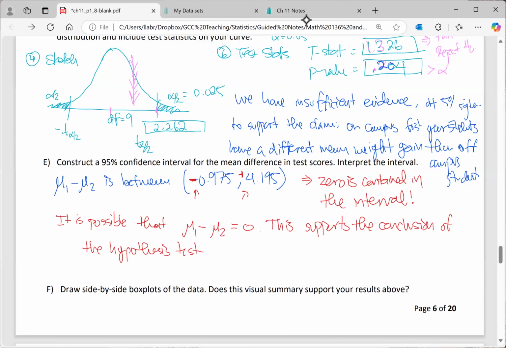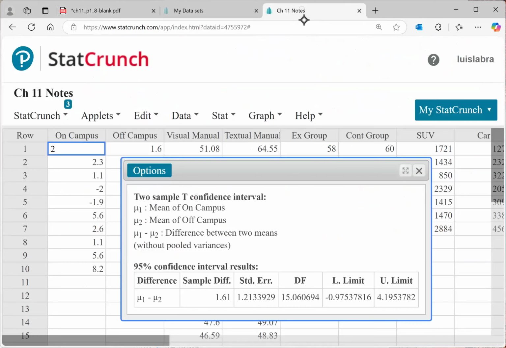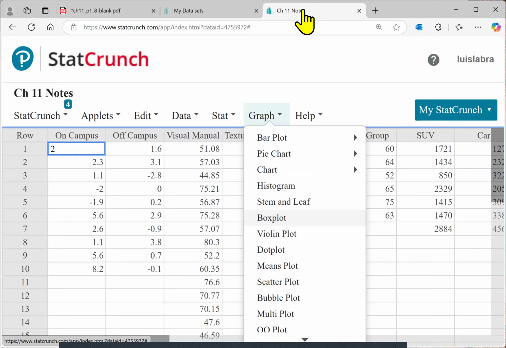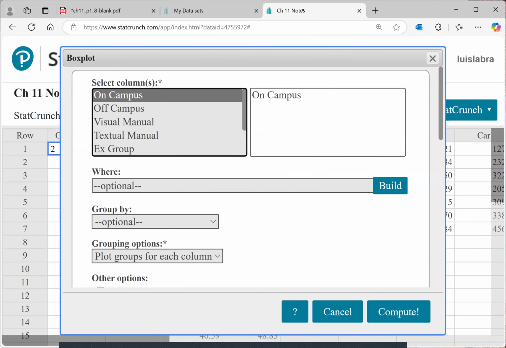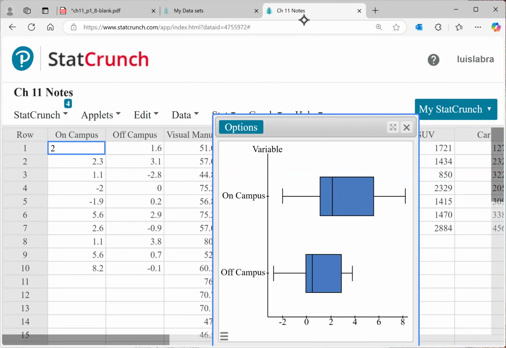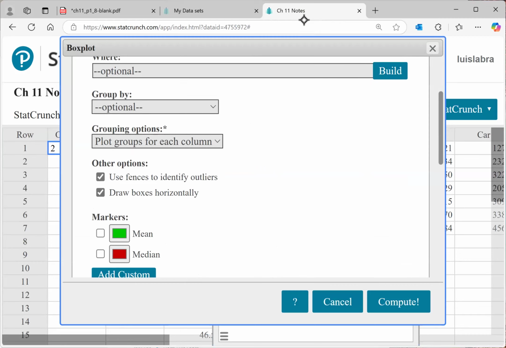There's one last part here that says draw side-by-side plots, just to determine whether that supports our result above. So the claim is there is no difference. So let's just visualize this. So I'm going to do graph. Oh, we kind of already did it. Box plot, on campus and off campus. And let's do these side by side. And let's actually visualize the means.